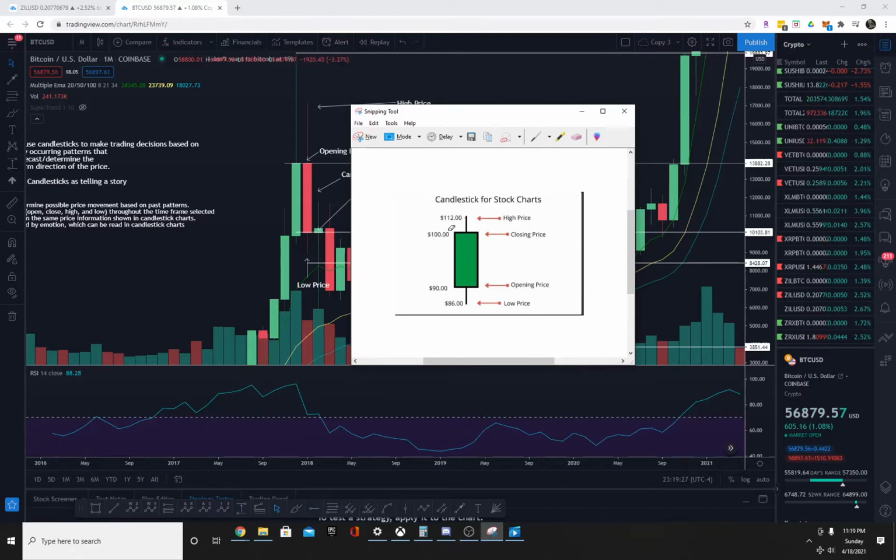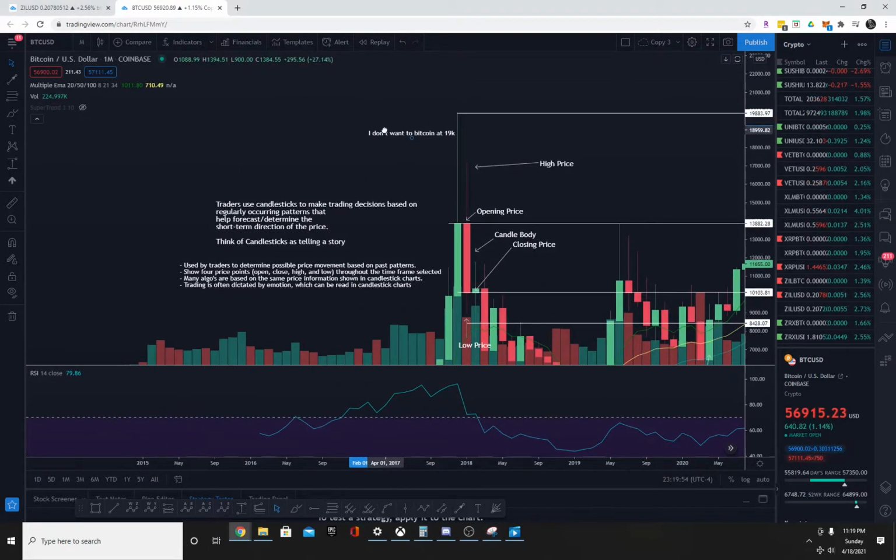So that means on January 31st, the price was $100. And the highest price for the month of January was $112. So that means at any day in January, the highest price hit 112 bucks. Same thing for the low price. At any point in January, the price hit $86.